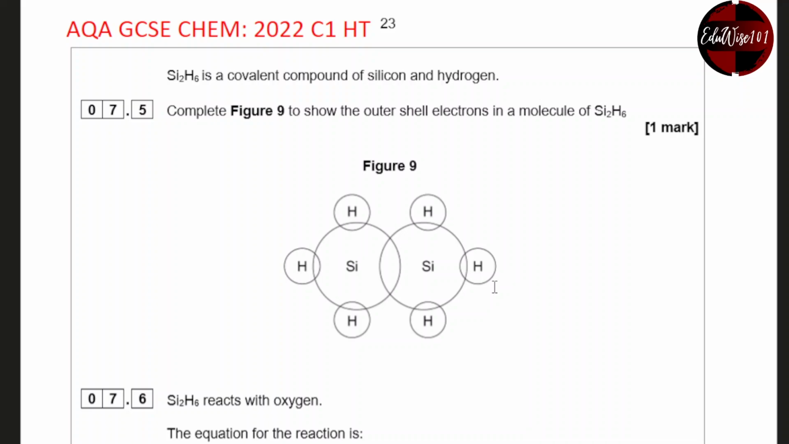Question 7.5, SiH6. Now that's a new compound that you probably haven't come across in terms of a name. It's called disilane, D-I-S-I-L-A-N-E, that's what it's called. You don't really need to know the name. It is a covalent compound of silicon and hydrogen.